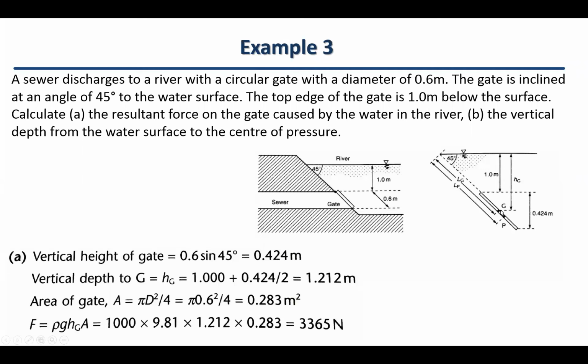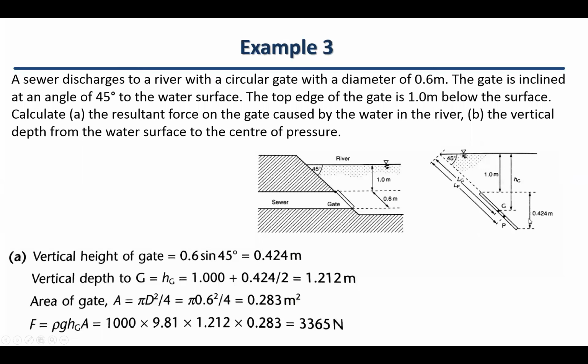So the centroid, we know, is like the center of the gate. For example, the gate in this case is circular, with a circular cross section. So obviously the center is exactly in the middle, here. We just need to see what the vertical height of the gate is. We can have 1 meter here. If we know the vertical height of the gate, we can easily calculate half of that. This one is 0.6 meters.